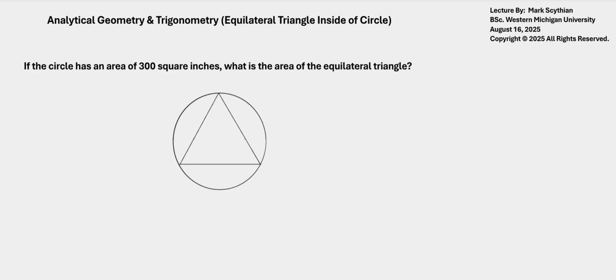So in this lecture, we're going to calculate the area of an equilateral triangle within a 300 square inch circle. This is utilizing the fundamentals of analytical geometry and trigonometry. The first step is we have to access the equation for calculating the area of a circle. That is A is equal to pi r squared.